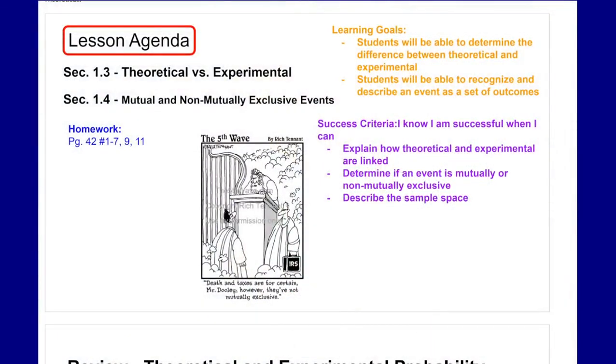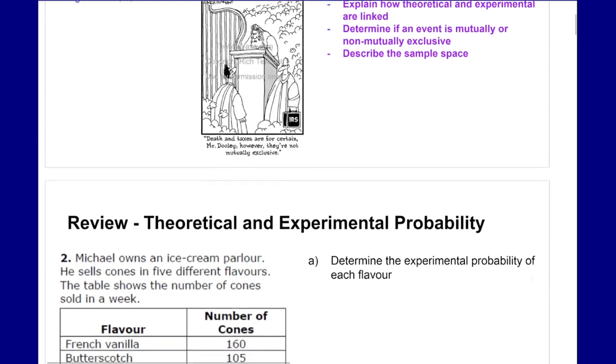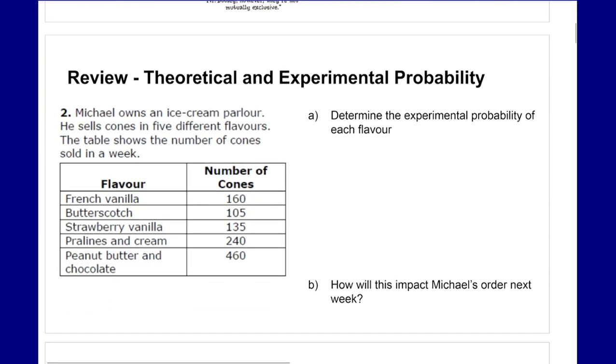In today's lesson, we are going to be looking at two concepts together. We're going to be looking at theoretical versus experimental probability, and we're also going to be looking at mutually and non-mutually exclusive events. So, just a review of theoretical and experimental probability. You can take a look at the question below.